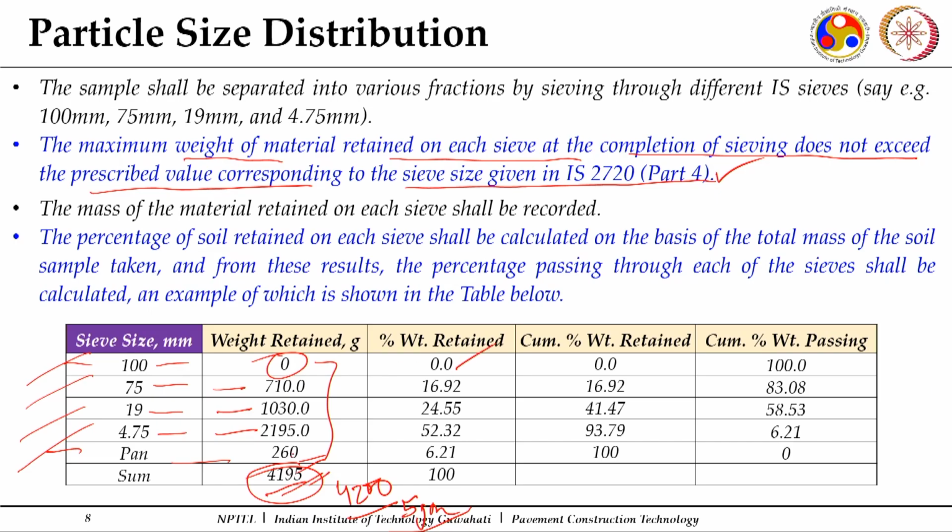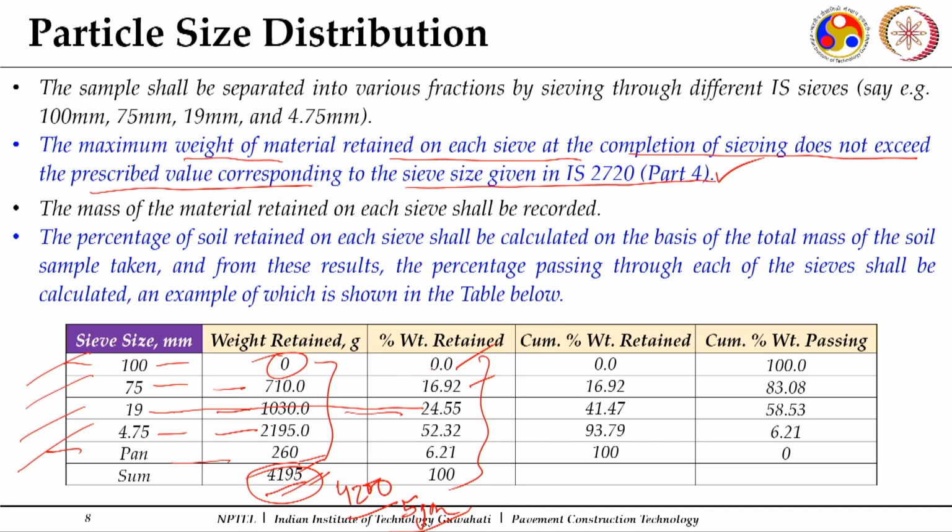So, 0% is 0 divided by total material, which will be 0%. 7110 divided by 4195 gives me 16.92 percent. So, this gives me the percentage retained on these individual sieves. Now, I want to know how much material will get retained over this 19 mm sieve, so I need to work out the cumulative percentage retained.